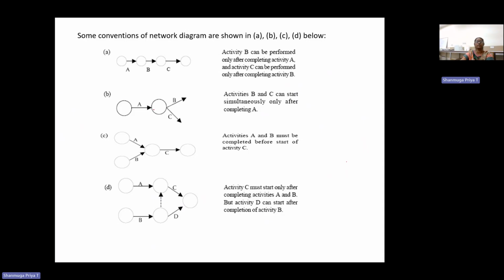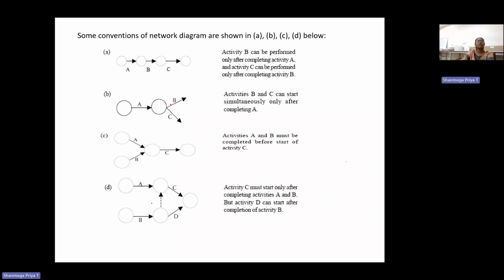here is how it will be represented when activities B and C start simultaneously after completion of A. For example, the three images: it won't come like this because it contains only one starting event. But here we can say that after completion of A and B, activity C will start. Then here activity C starts only after completion of A, activity D starts only after completion of B, and activity C will start after completion of activities A and B.